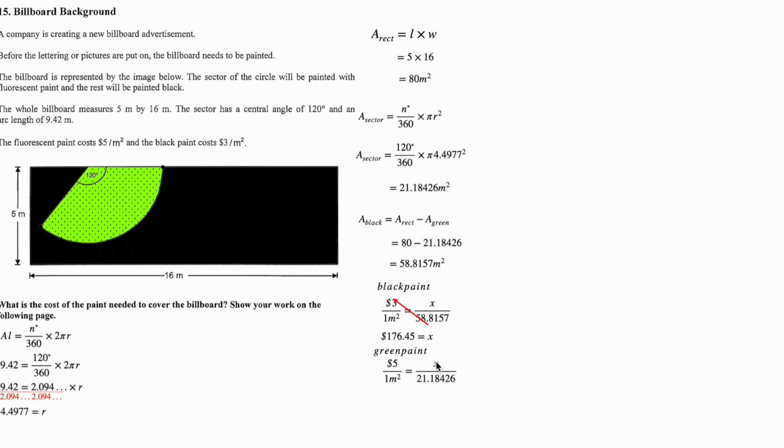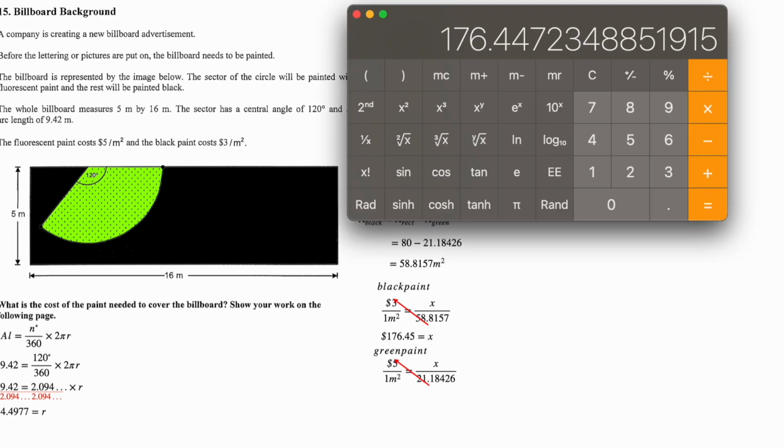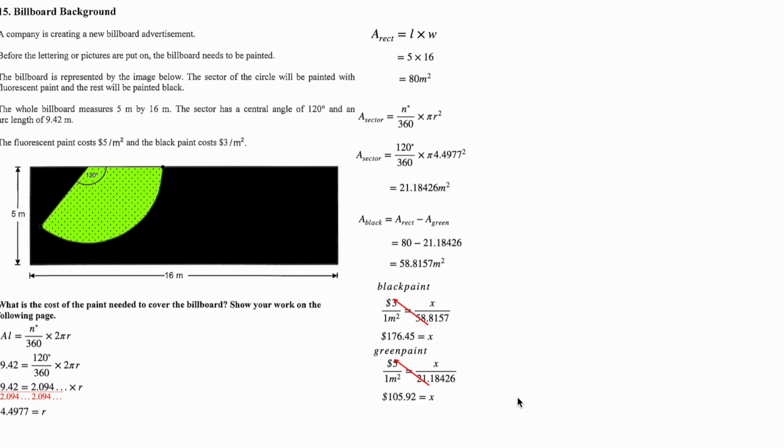We don't know the cost of it, so that's X, but we do know the area of the fluorescent paint is 21.18426 meters squared. Cross multiply this way again. 5 times 21.18426 is 105.92, so $105.92. The total cost is the cost of the black paint added to the cost of the fluorescent paint. That gives us $282.37. And that is it for question number 15. And that's it for the exam. Have a good day.